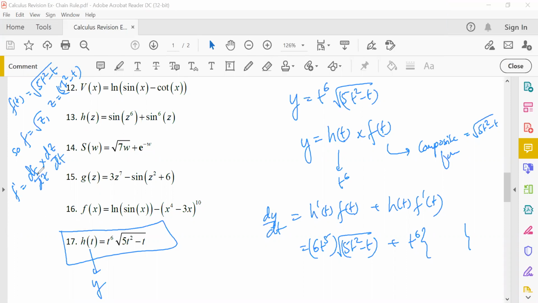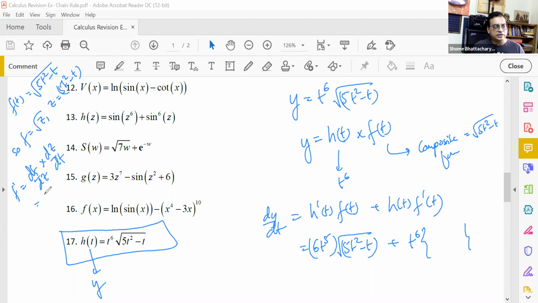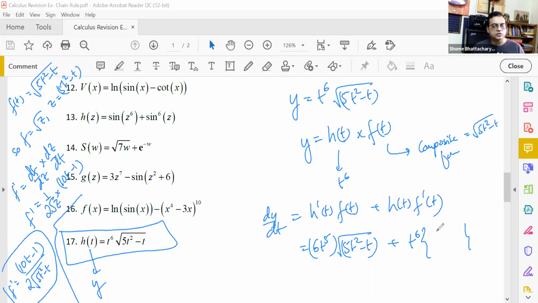Yes, sir. Okay, so now f is what? Root z. So its derivative will be what? 1 by 2 root z, right? And z is how much? It is 5t square minus t. So its derivative will be how much? 10t minus 1. Okay, and then just put the value of z. So we will get f prime as 10t minus 1 in the numerator divided by 2 root z, so that is 2 times the square root of 5t square minus t. So I'll substitute this value of f prime that I got here. I'll put it here.